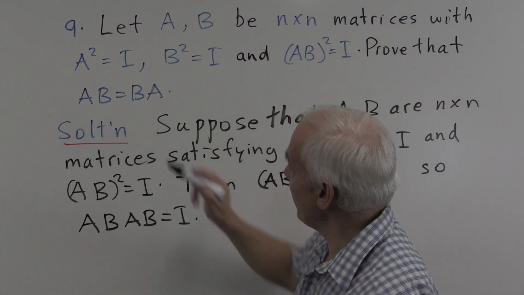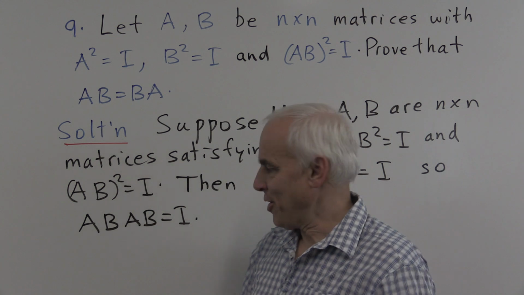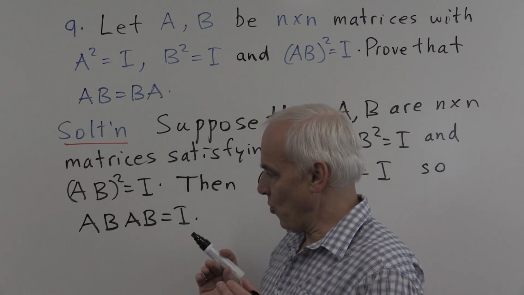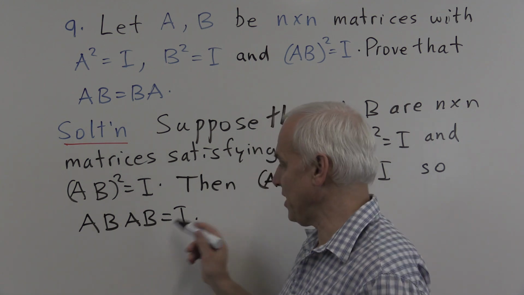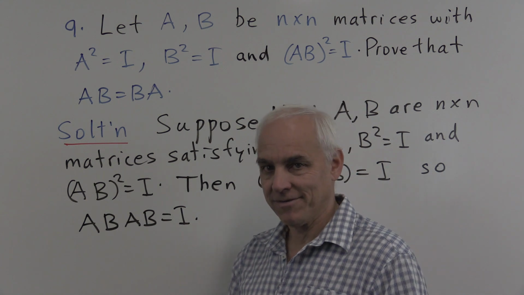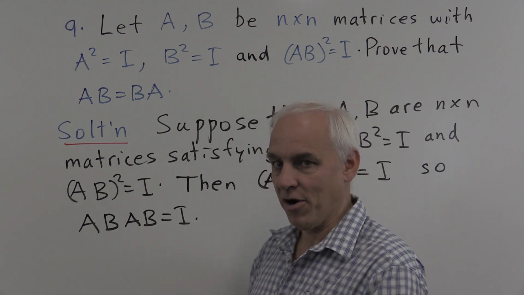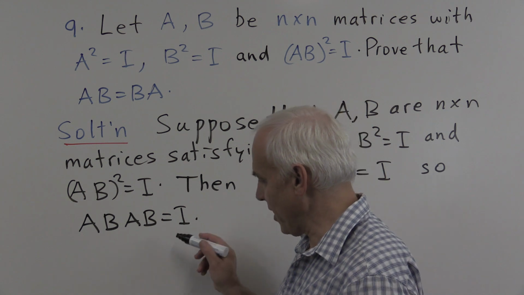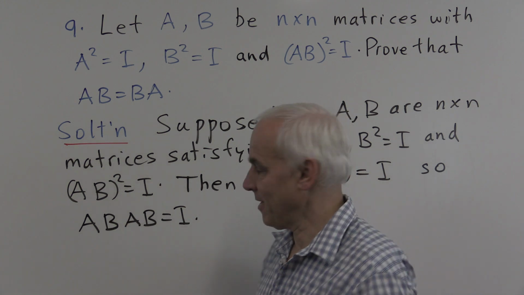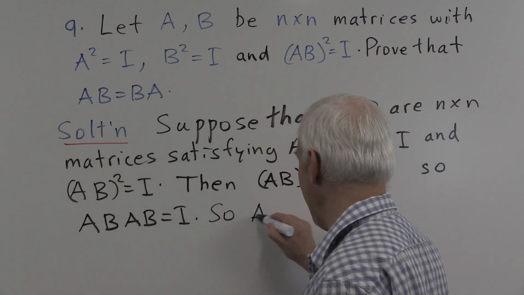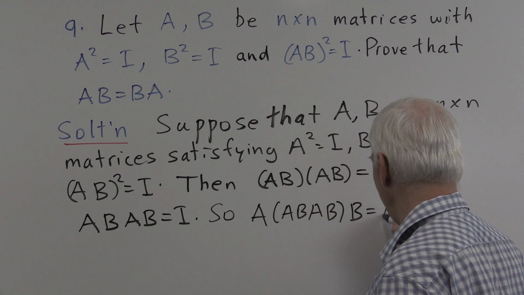All right, what can we do with this relation? We want to use the fact that A squared equals the identity and that B squared equals the identity. All right, so we're going to do a little bit of a trick. We're going to multiply this equation by A on the left and by B on the right. The idea is that then we'll get an A squared on the left part of the expression, which will be the identity, and we'll get a B squared on the right part of the expression, which will be the identity, and so that will simplify. All right, so we'll write that A times ABAB times B equals A times B.